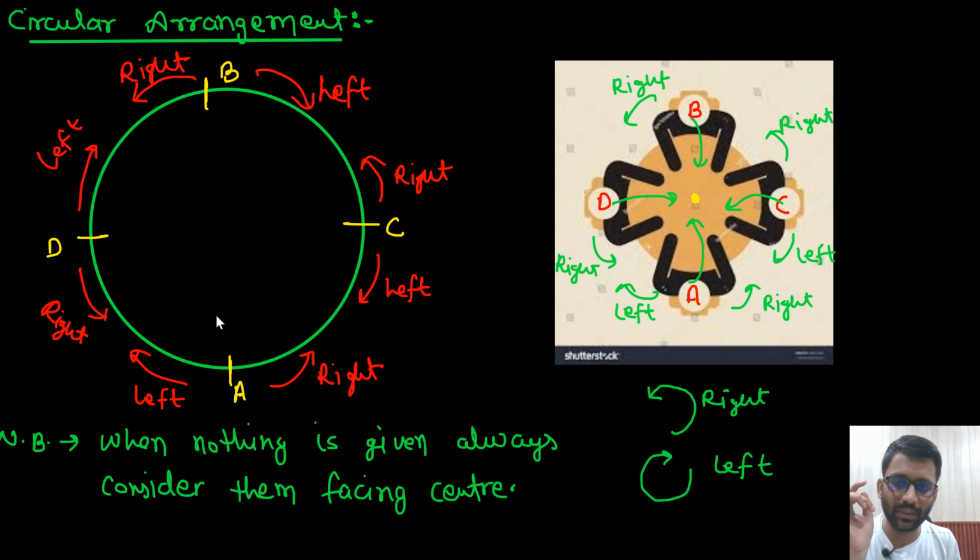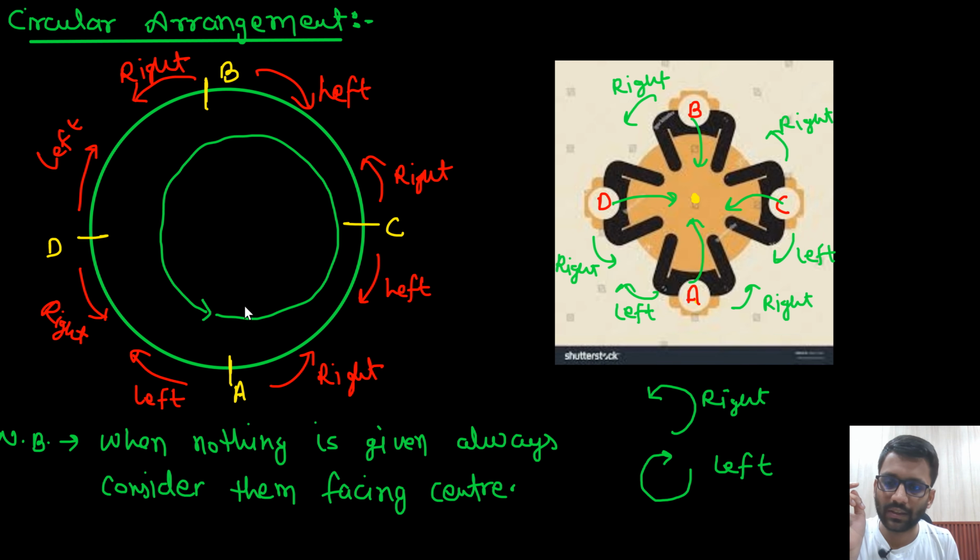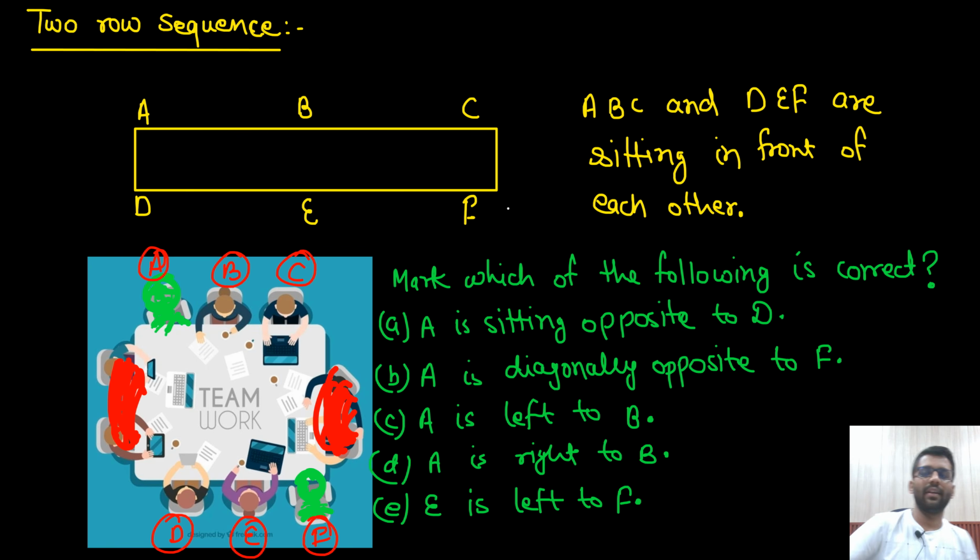So this is right, and left will be the opposite only. This is a very simple concept, right? Now there will be a two-row sequence, where in one row A, B, C are sitting, and in another row D, E, F are sitting, like you can see these guys, right? A, B, C, D, E, F.